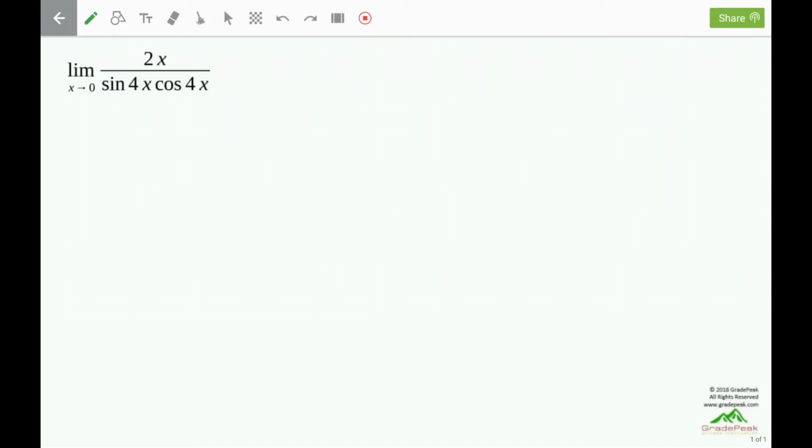Limit as x goes to 0 of 2x over sine 4x times cosine 4x. The first thing we're going to do is try plugging a 0 in for each of the x's. That'll give us 2 times 0 divided by the sine of 4 times 0 and the cosine of 4 times 0.